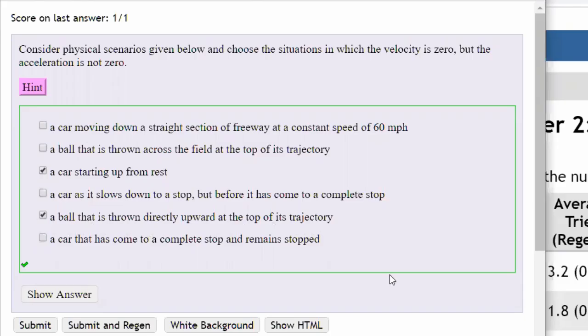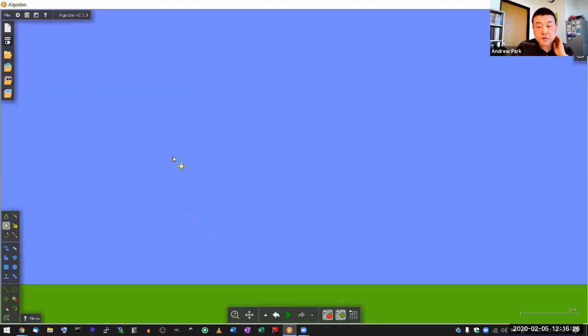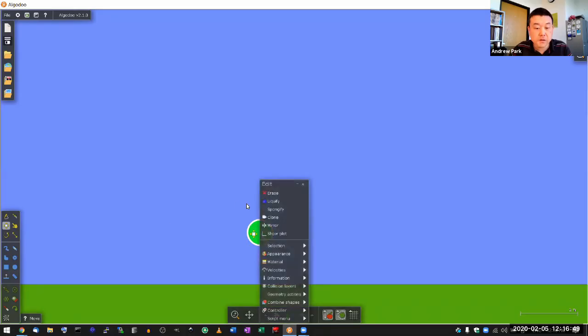Let me actually demonstrate this with a simulation. So this is a simulation. I think you've seen me using other contexts for this class. I have recorded the videos where I use this simulation. So this is how I can set up a ball that is thrown directly upward. I can set up an initial condition for this ball.